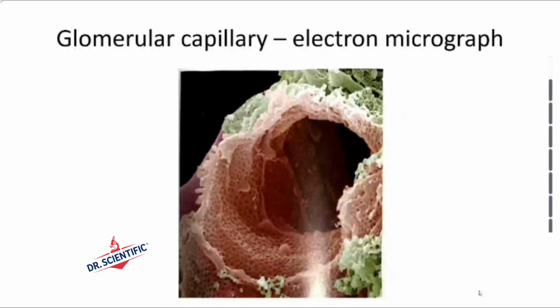Then an electron micrograph also showing a glomerular capillary. You can see there are a lot of pores that allow things to come out of the capillary into that glomerular space for filtration, the ultrafiltration. So it's able to allow some filtrate. And that's how basically the kidney is able to remove waste material from the blood and make urine, so that we are able to excrete.